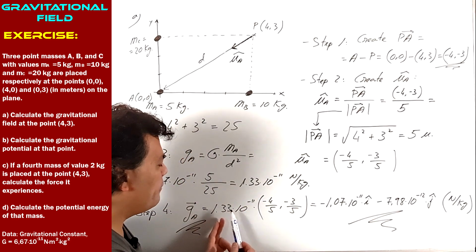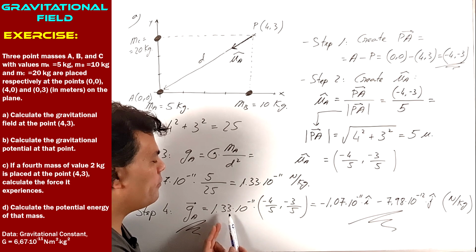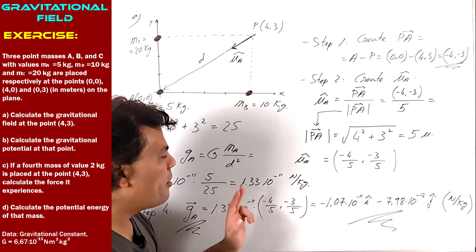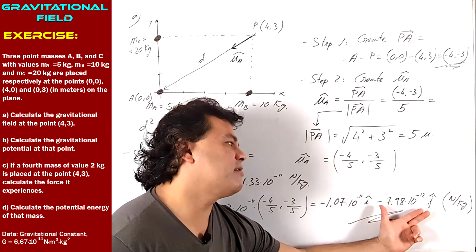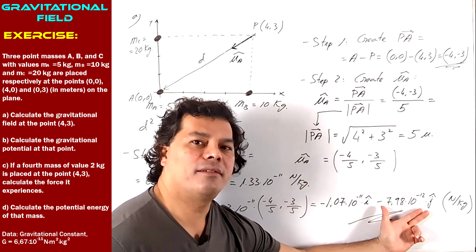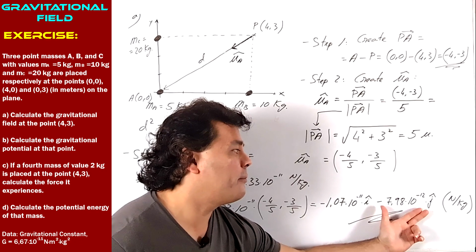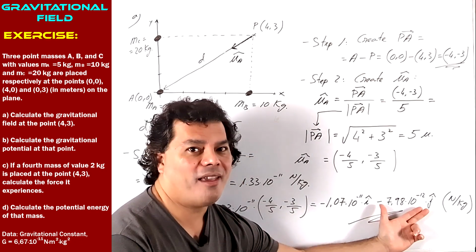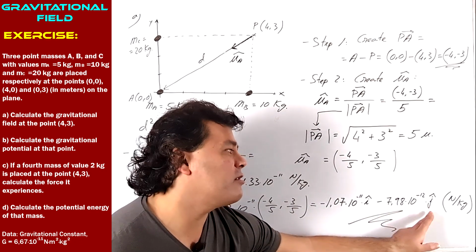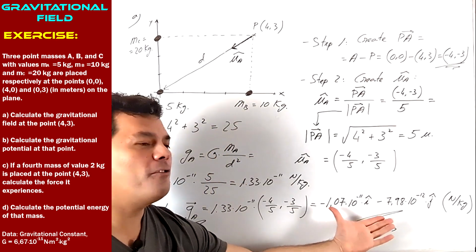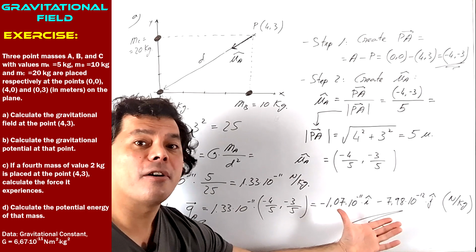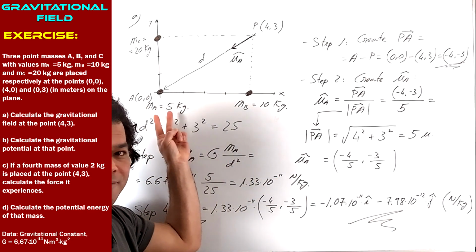And on the other hand, if you do 1.33 times 10 to the negative 11 multiplied by negative 3/5, have you obtained negative 7.98 times 10 to the negative 12. And as this is the second coordinate, vertical coordinate, we are using j as unit vector. And here we have the gravitational field caused by mass A.